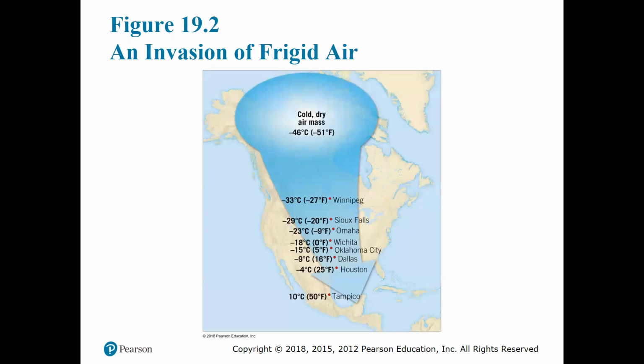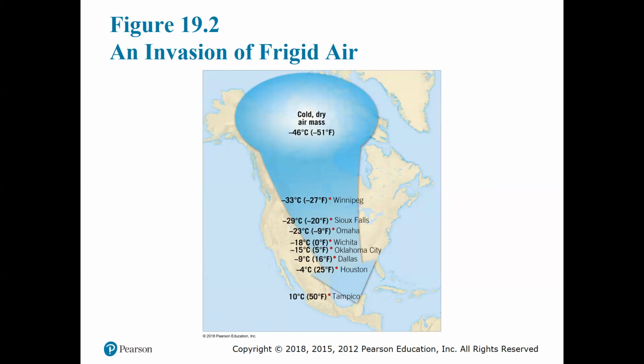So here is an example of an air mass. We have this cold, dry air mass originating pretty much close to the Arctic Circle, way up in northern Canada. The beginning temperature you see there is negative 46 degrees Celsius. As it moves down through Canada and through the United States, it's warming up some because it does interact with the air that's already in place. But if we look at Dallas, negative 9 degrees Celsius, 16 degrees Fahrenheit. So this air mass is bringing cold air with it.